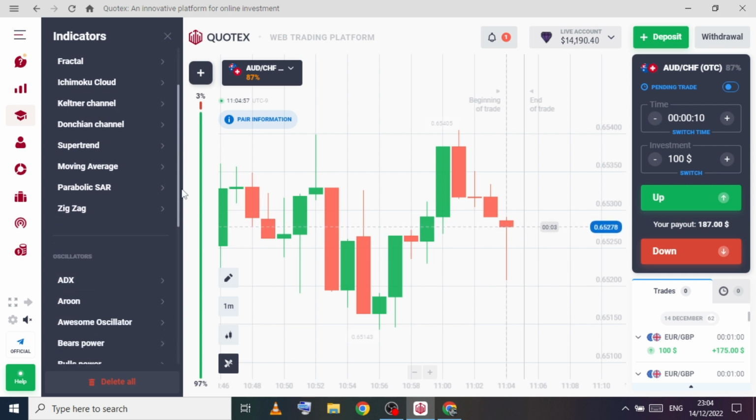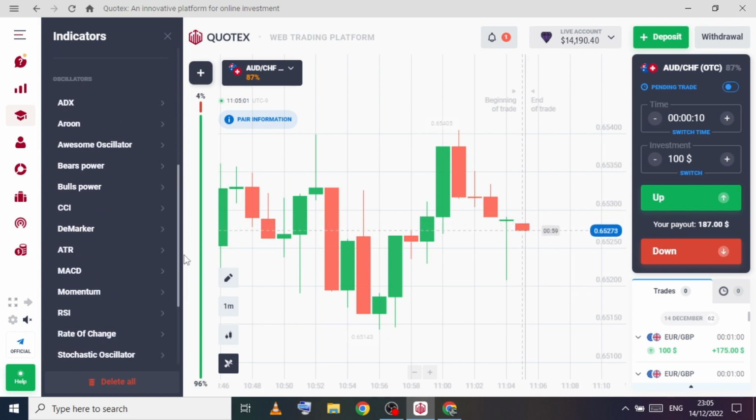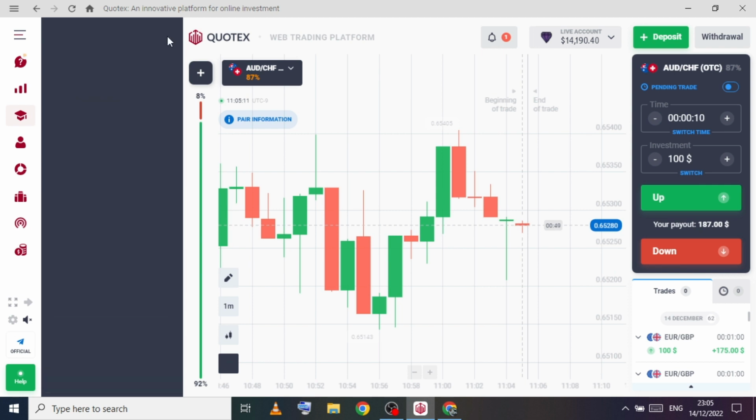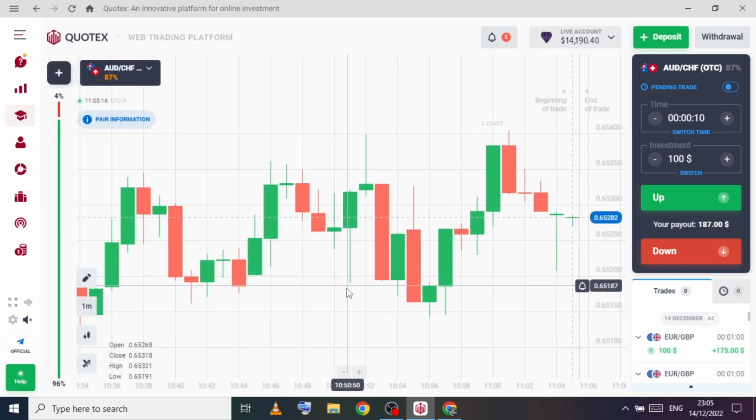All right, and then if you go down, this is where you're going to find the indicators. Indicators just help us with our technical analysis. You have a lot of indicators in Quotex, like the moving averages, parabolic SAR, zigzag, and everyone's got their own favorite. You can check out some of my videos where I use different indicators.